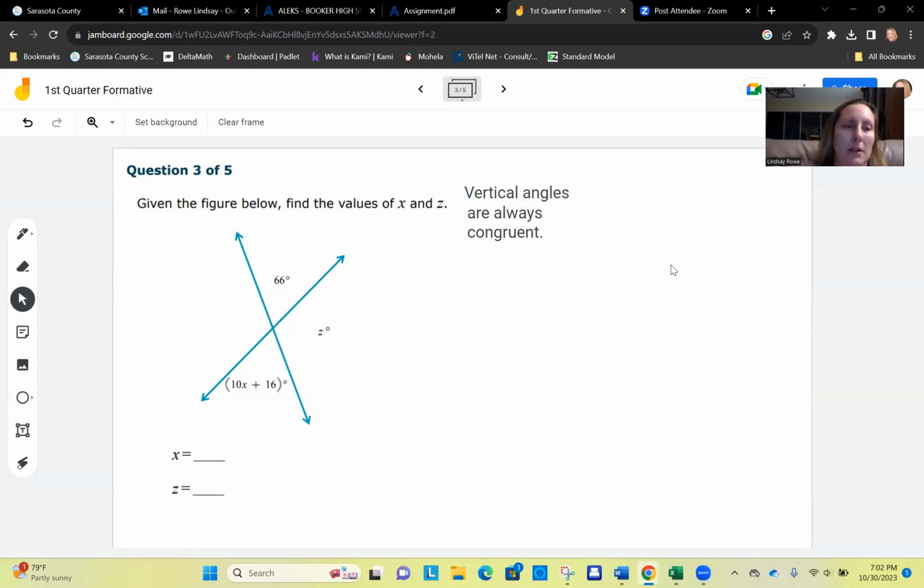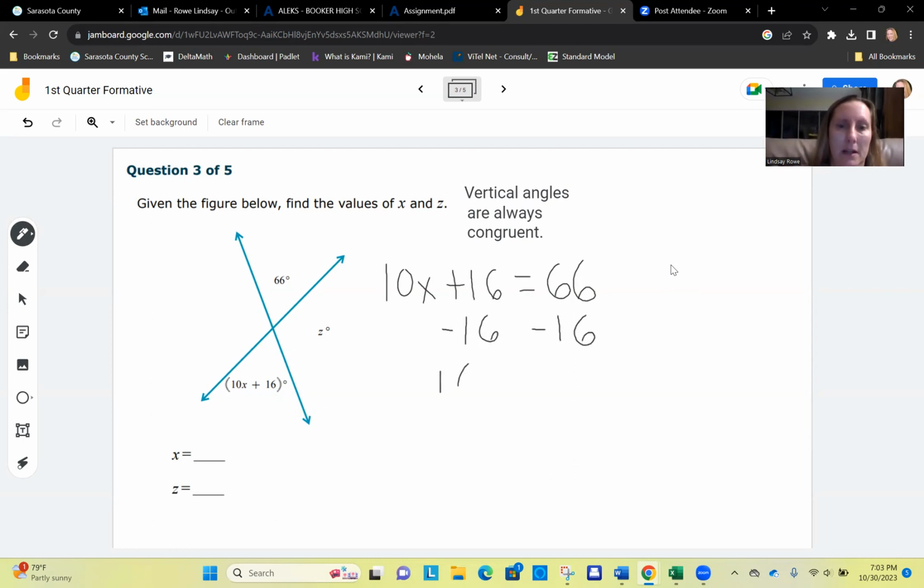Okay, so if this angle and this angle are congruent, what can I do with them? I can set them equal to one another. Let's do that. So we have 10x plus 16 equals 66, right? My first step would be to subtract 16 from both sides, and I get 10x is equal to 50. My next step would be to divide by 10 and divide by 10. And so x would be equal to 5.